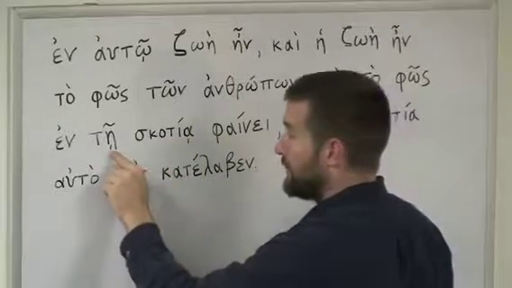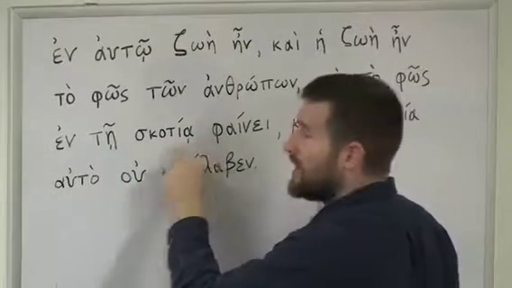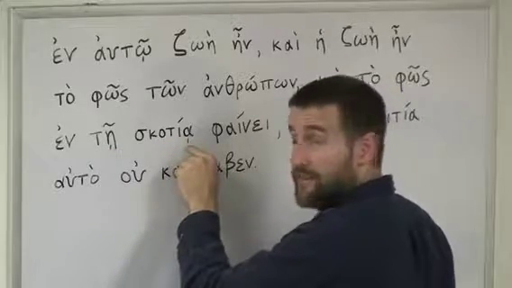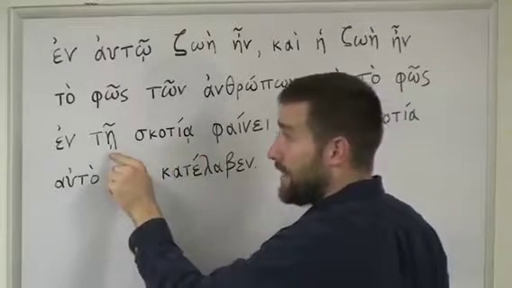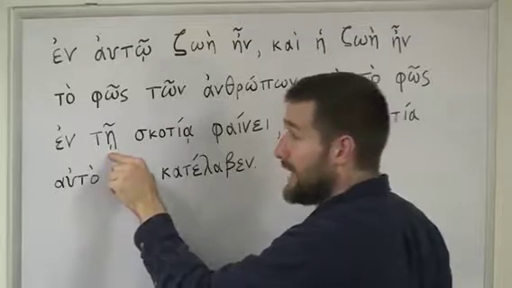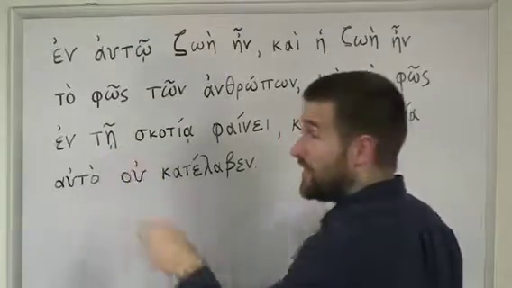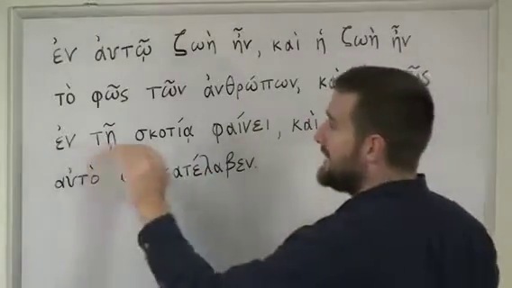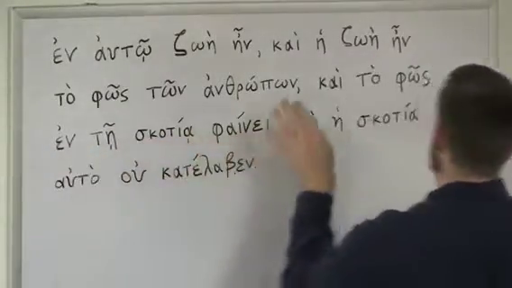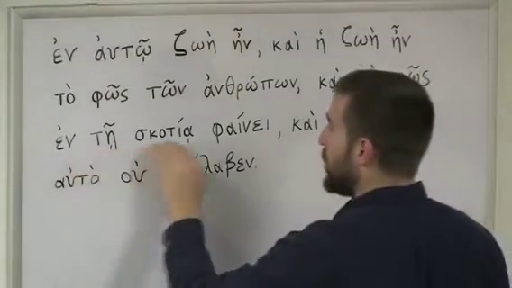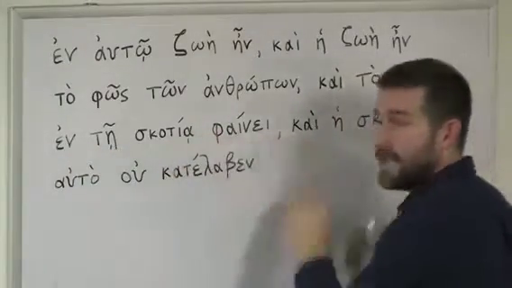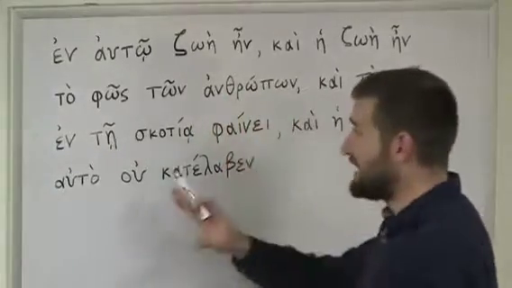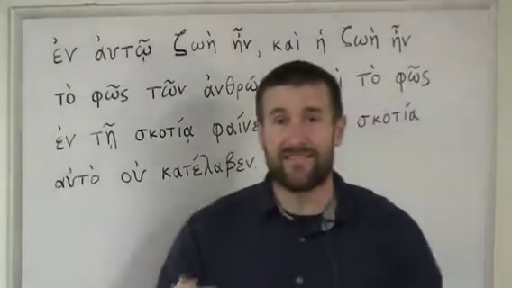Again, notice the telltale iota subscript underneath τη and underneath σκοτία, showing that this is in the singular dative case. And when something is in something, it's going to be dative case. And en te skotia, in the darkness, and the light, in the darkness, phaini, shines, shineth. The light shines in the darkness, and the light shineth in the darkness.